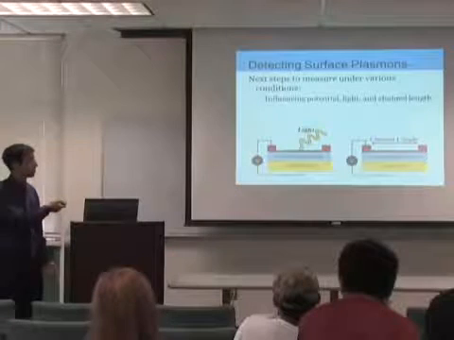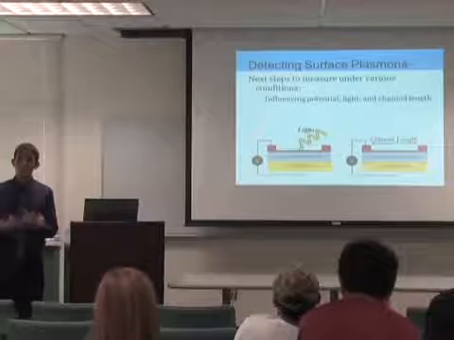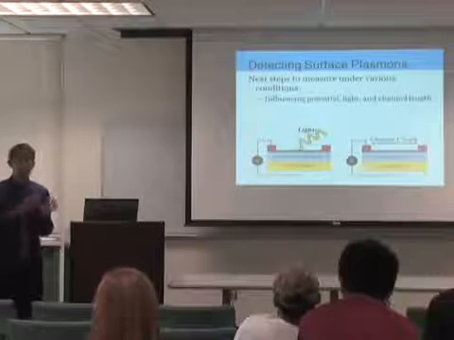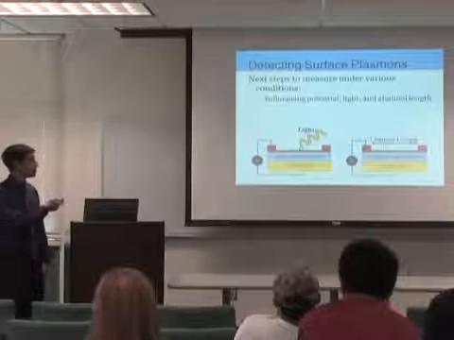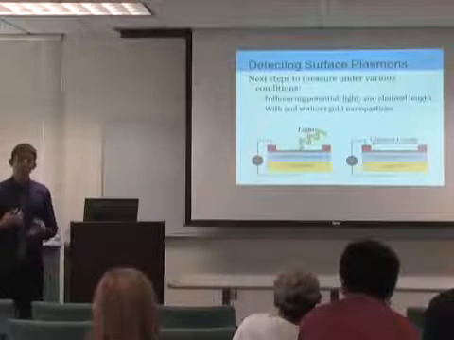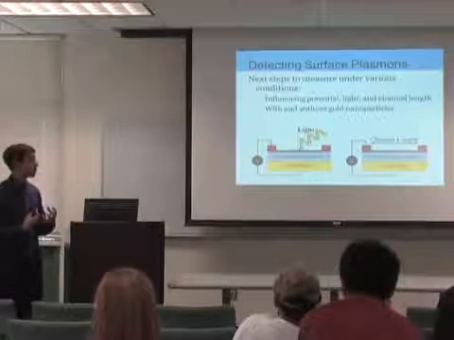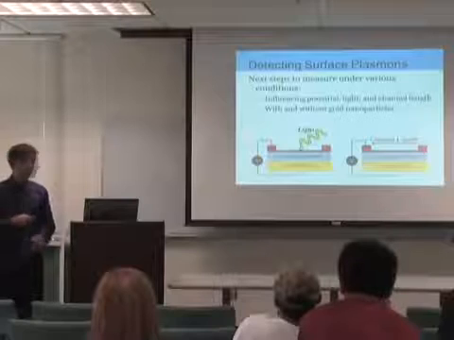And finally, we'll be looking at different lengths of our channel. We've been doing a little bit of experimenting with photolithography to allow us to actually change the length of our channel here. And we'll be doing these experiments with and without gold nanoparticles so that we can attribute any of our results to the surface plasmon resonance in these gold nanoparticles.